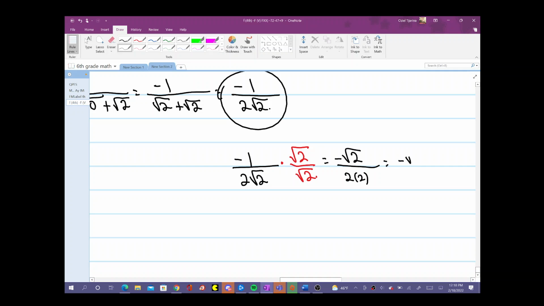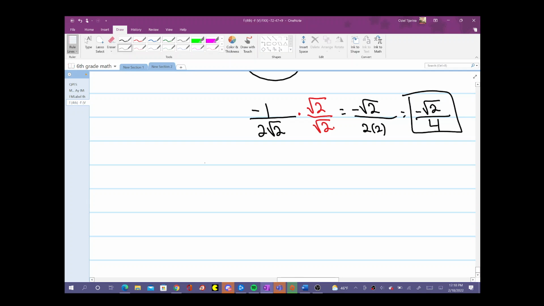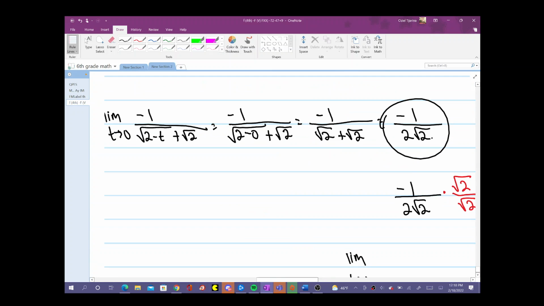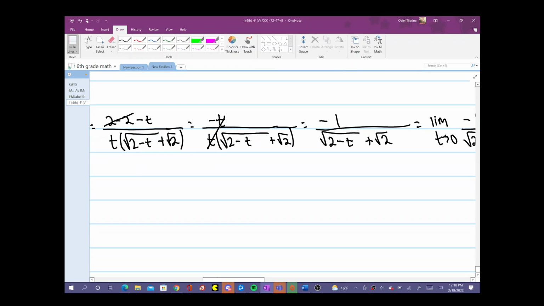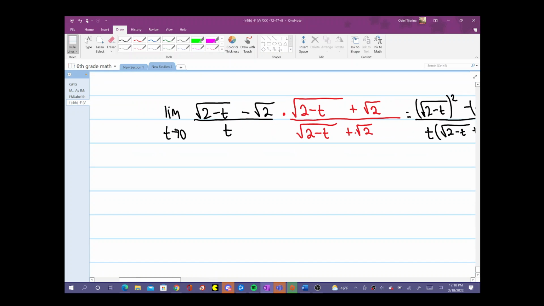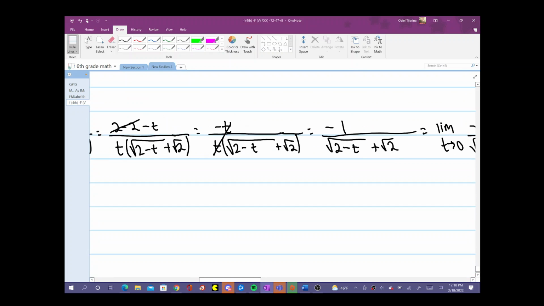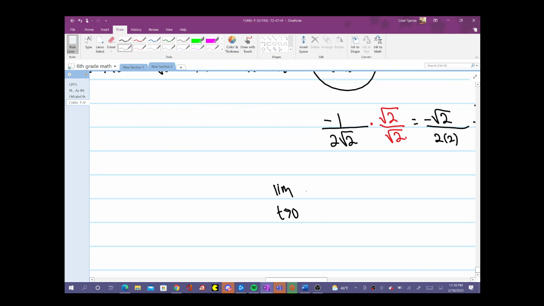So the limit as t approaches 0 of the square root of 2 minus t minus the square root of 2, all over t, I think, yes, is equal to negative square root of 2 over 4. Okay guys, so that is how you do this problem.